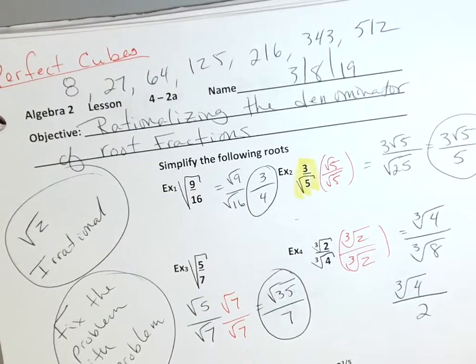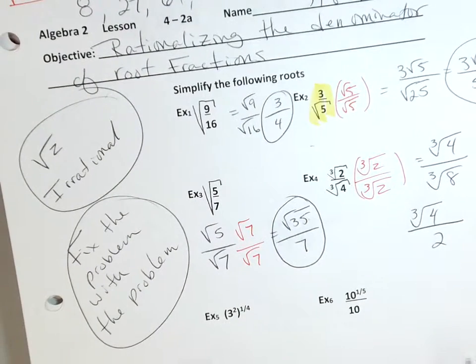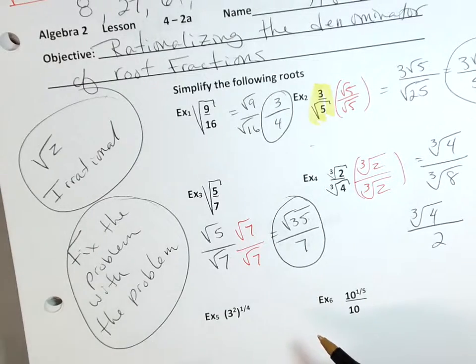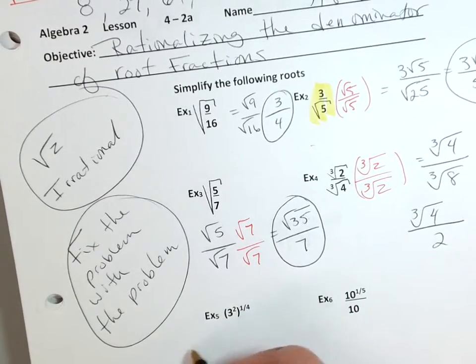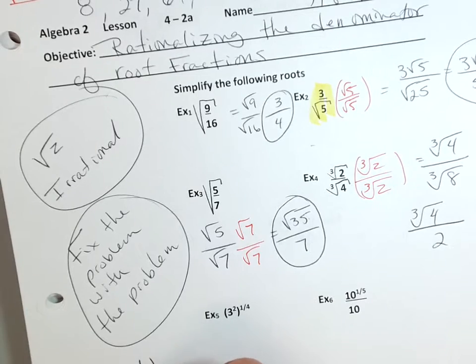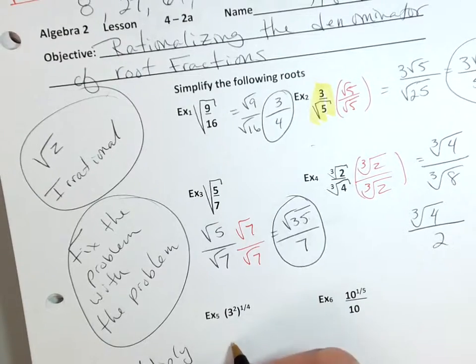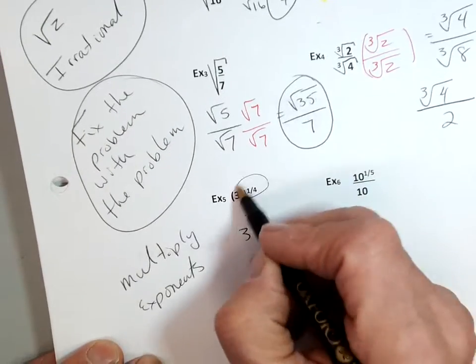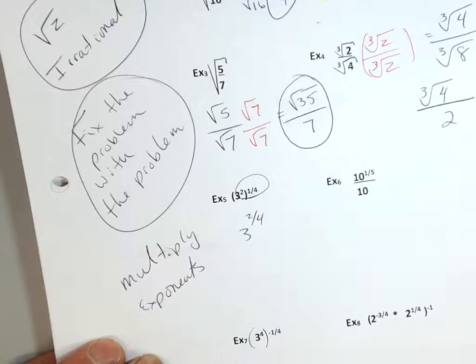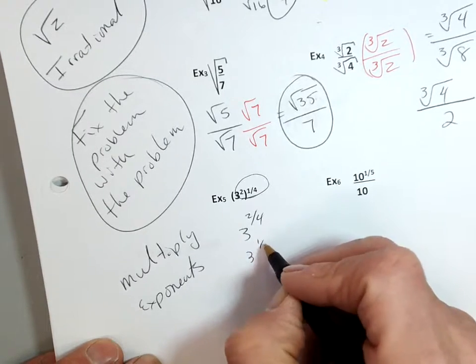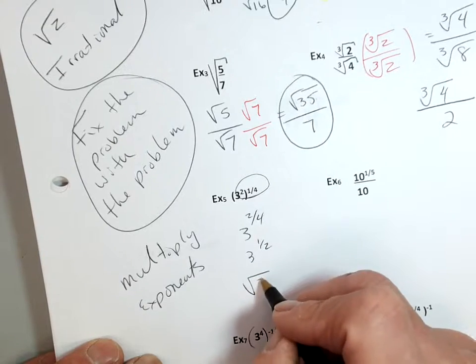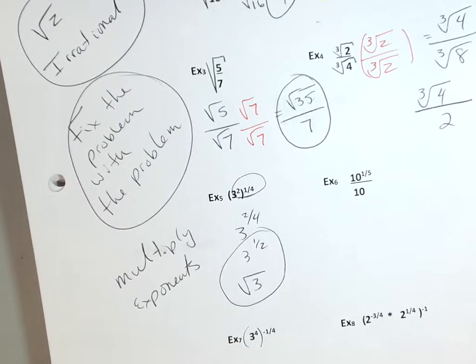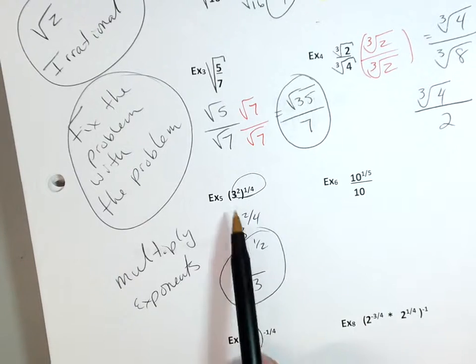Now, example 5 is slightly different. So all we want to do is just simplify this as much as we can. So I'm going to multiply exponents. I'm going to get a 3 to the 2 fourths. You okay with that? Yeah. 3 to the 2 fourths. Or 3 to the 1/2, which is fine. Or we can just call it the square root of 3. Either one of these two answers. See what I did? I just multiplied exponents, okay?